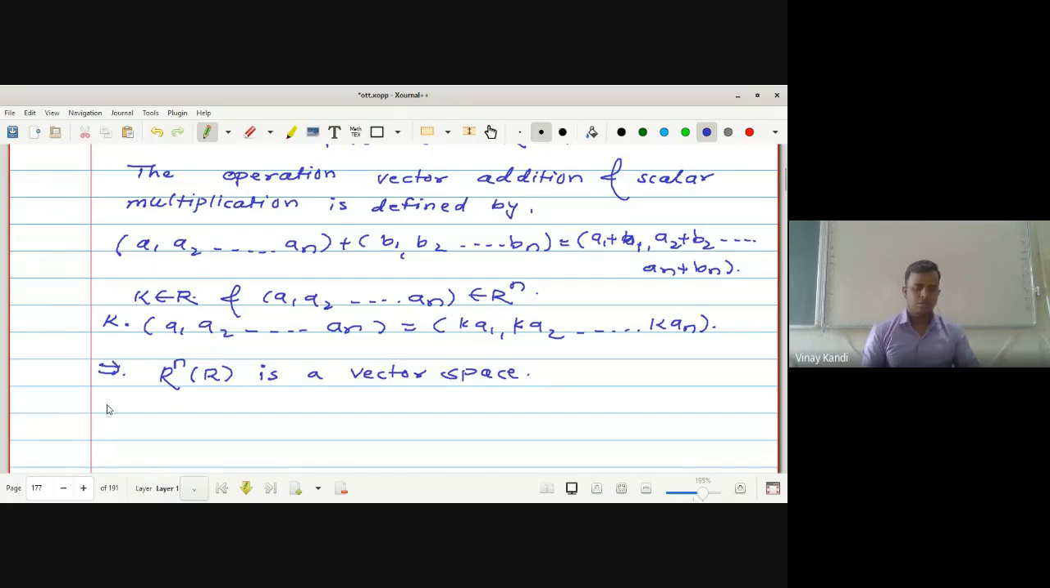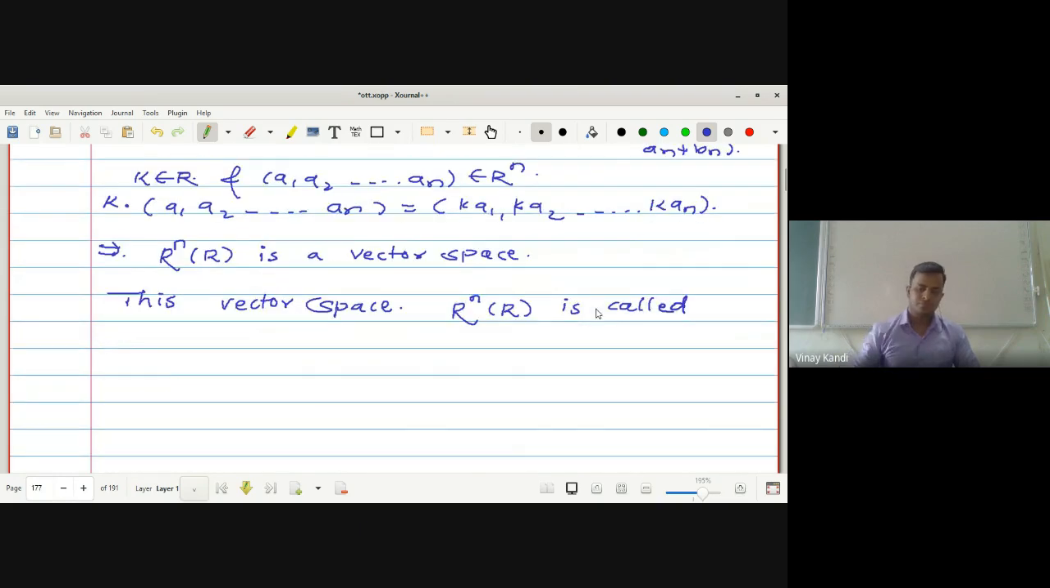Now, this vector space Rn over R is called which space? Euclidean space.